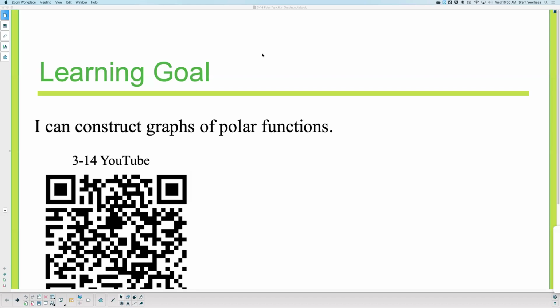Welcome, lesson 3-14. Today, before we get going, the first thing I want you to do, because we're going to be looking at constructing graphs of polar functions, I have created something on Desmos I want you to use.